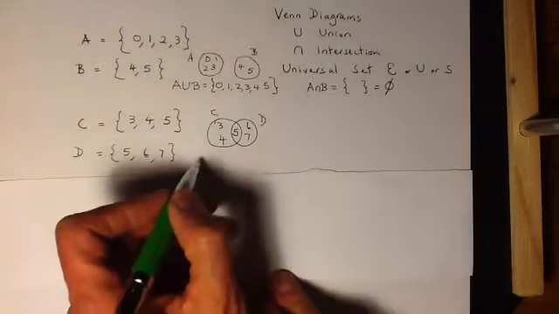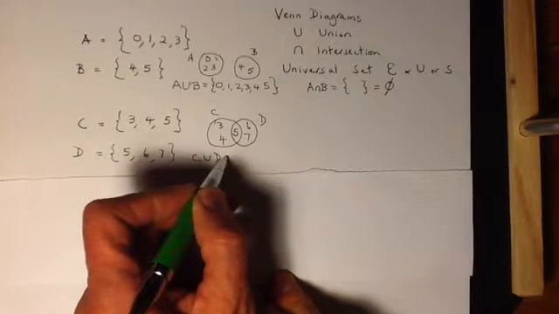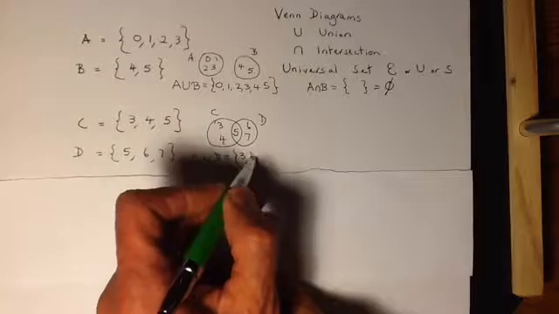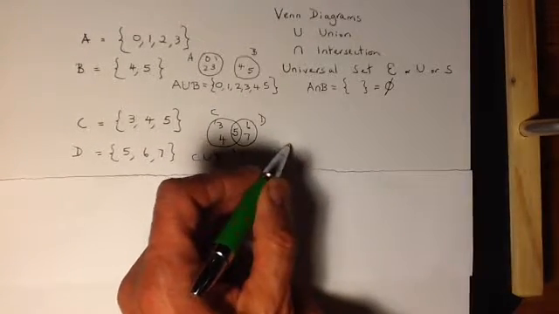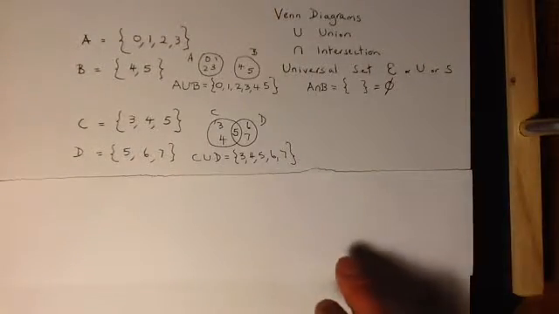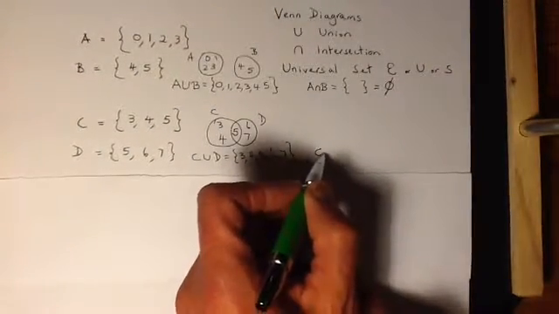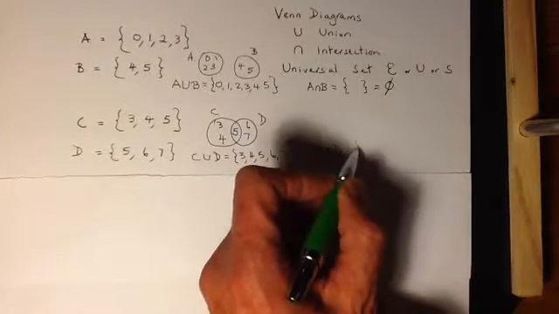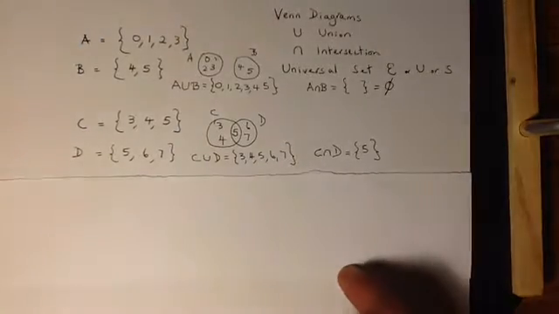So if you want C union D, then we will have 3, 4, 5, 6, and 7. If we want the intersection, C intersection D, this time the intersection will be the set with 5 in it.